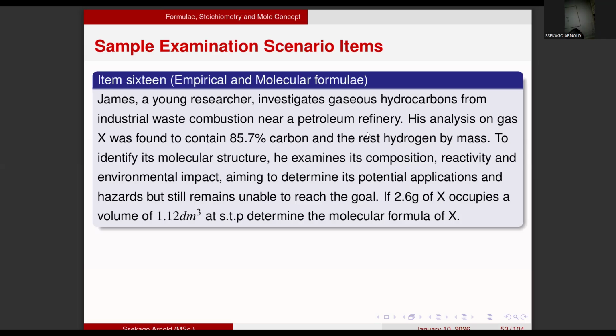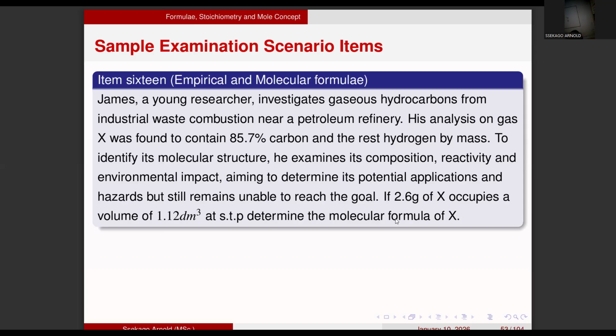So we have been given analysis of a gas X, which contains 85.7% carbon and the rest hydrogen. We don't have the percentage of hydrogen. Additionally, we have been given information on molecular mass. What does this information say? It says that 2.6 grams of X occupies a volume of 1.12 decimeters cubed at STP.